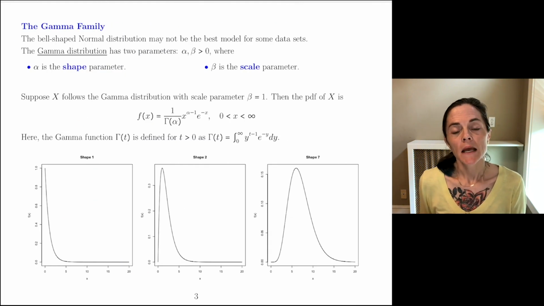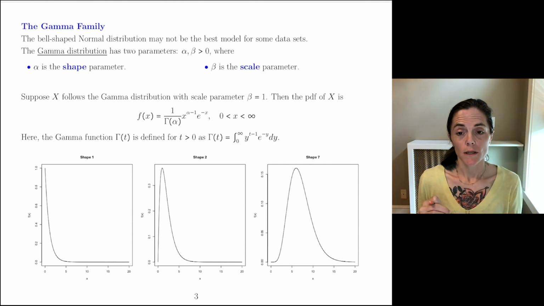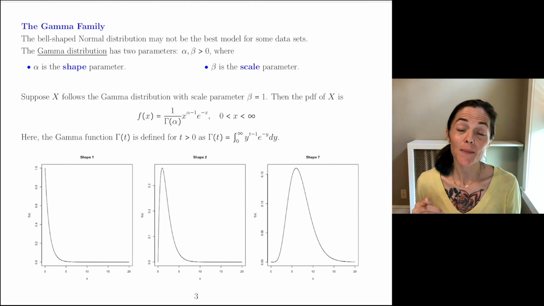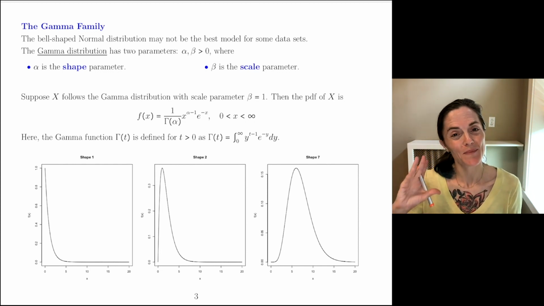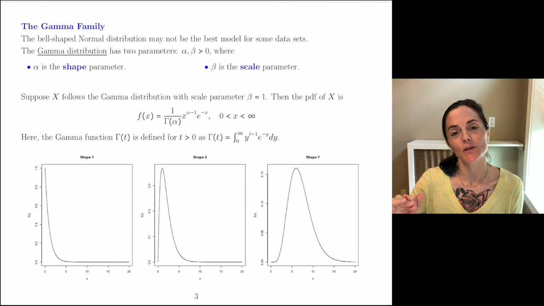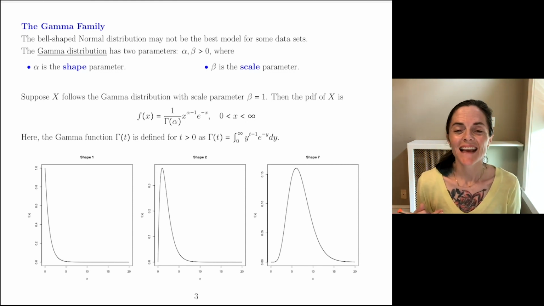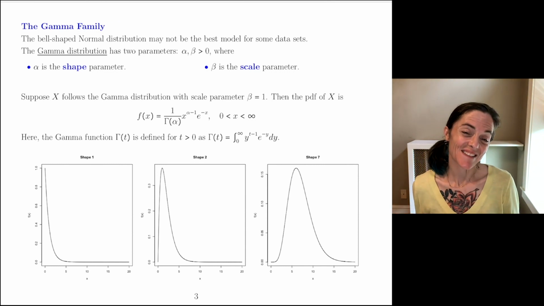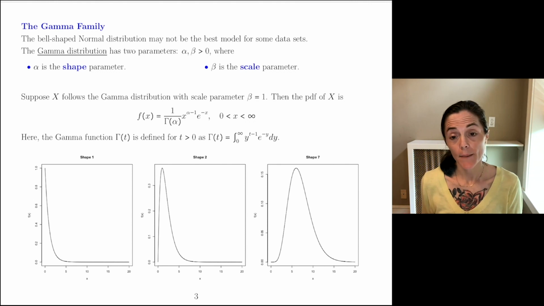All right. Now I want to discuss the gamma family of distributions. The thing is, sometimes your data may not be so beautifully bell-shaped, and the normal distribution may not be the best model for your data. And so there are other continuous distributions. And one entire family I will talk about is the gamma distribution.